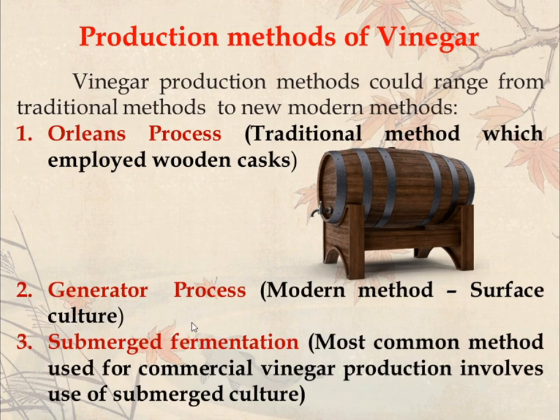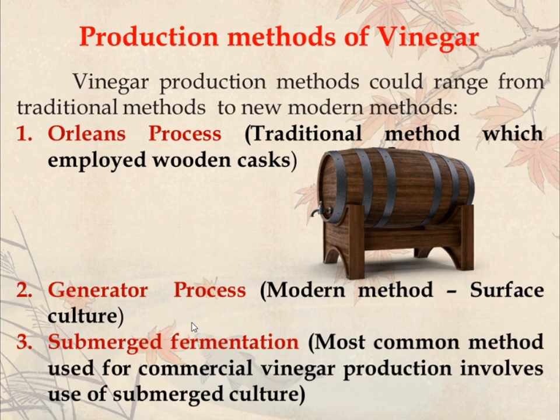In the generator process, the production of vinegar involves spraying the alcoholic substrate on the top layer of the fermentation chamber, which is filled with material that carries a slime made of acetic acid bacteria, so that the Acetobacter could react with the substrate and create vinegar. Here the substrate is ethanol. So ethanol has to be converted into acetic acid.